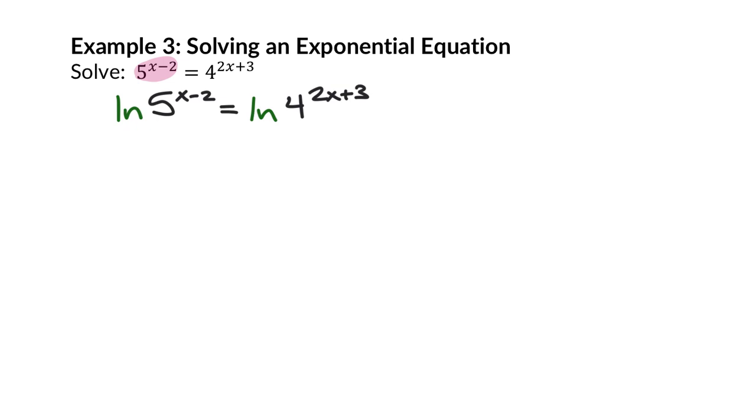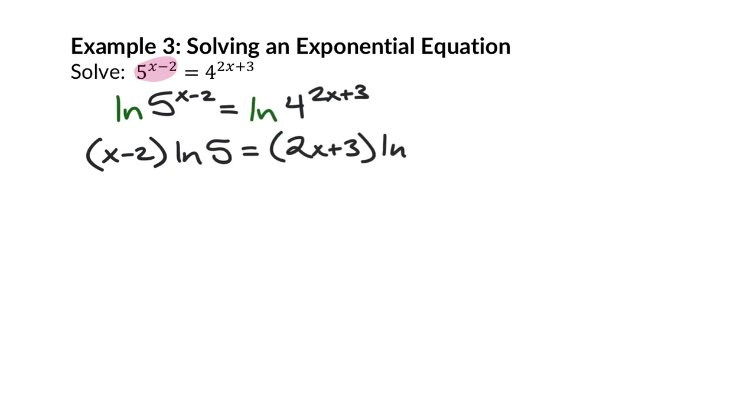Now, the power properties of logarithms tells me that both of those exponents can go where? In the front. Now, when I put them in the front, because it's a binomial, I need to put them in parentheses, because this whole thing is being multiplied by natural log of 5, and this whole thing is being multiplied by natural log of 4. We're going to have some gnarly algebra happening here, because if you notice, natural log of 5 and natural log of 4, they're just numbers.